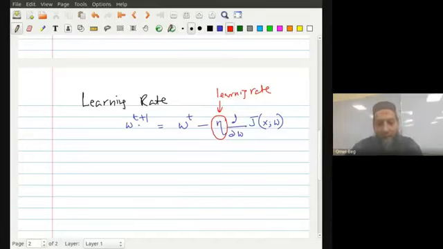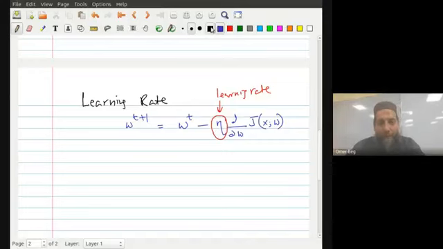That would also mean that if we have a lower learning rate, it's going to take more time steps to converge. On the other hand, if we have a very high learning rate, we might overjump the optimal point and keep jumping around the optimal, and that might not take us very close to the optimal.